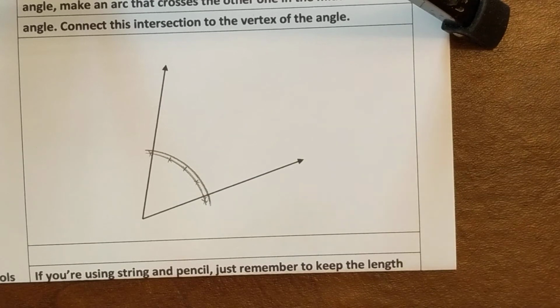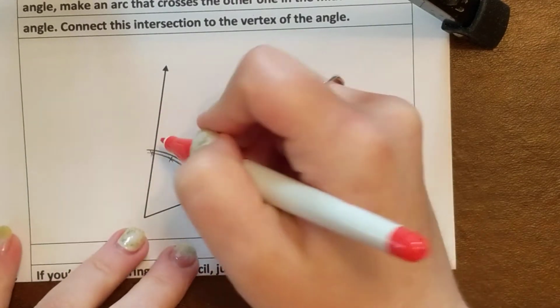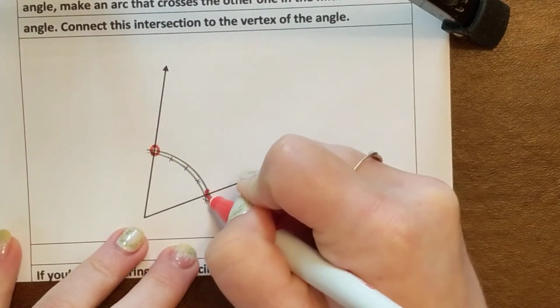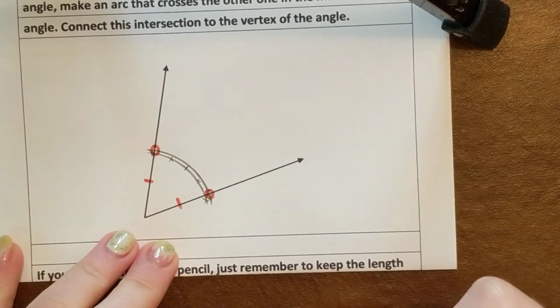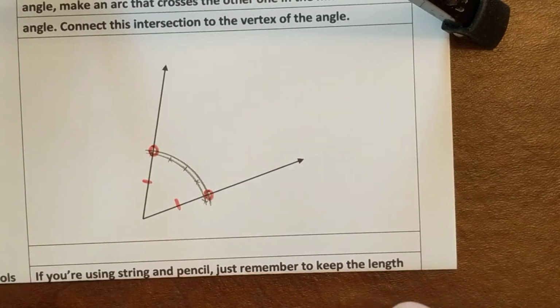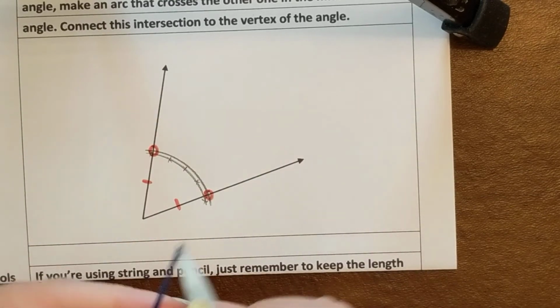So then the next thing we're going to do, we're going to be placing our anchor on these two marks that we've just made, these two intersections, one on each side, because those are the same distance away from the vertex. So then I'm going to place my pencil back on my string.